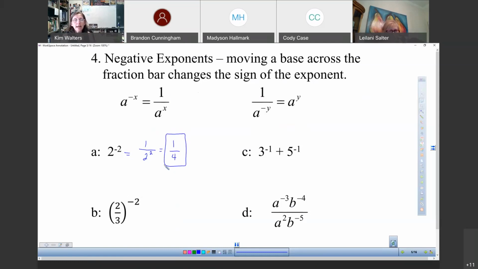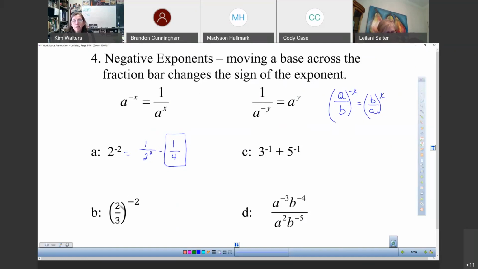Right. Now, part B is a little bit tricky, but I'm going to show you the shortcut. Okay. We can write this as 1 over (2/3) squared, and that hurts my head. So what I'm going to tell you is I'm going to make an amendment to this up here. So if I have, let's say, a over b to the negative x power, this becomes b over a to the positive x power. Okay, so that's my shortcut.